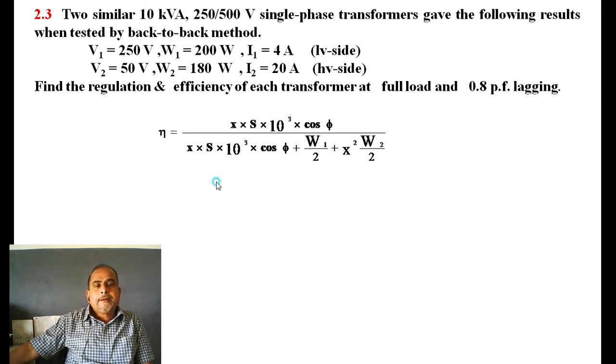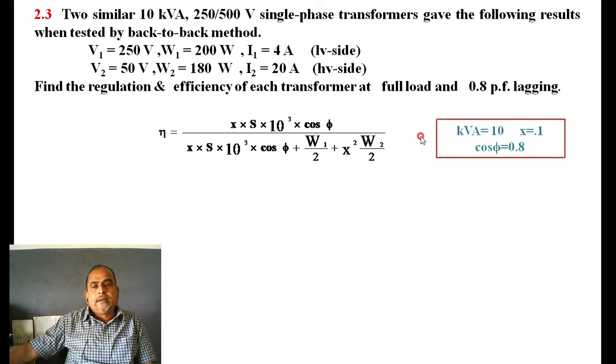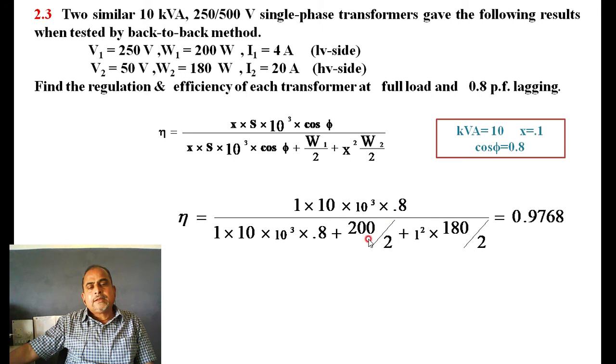What we are getting is the efficiency. X is equal to 1, it is not 0.1, it is 1, and cos phi is 0.8. Substituting these values, I get 1 into 10 into 10 raised to 3 into 0.8, divided by 1 into 10 into 10 raised to 3 into 0.8 plus 200 by 2 plus 180 by 2 into 1 squared. The loading factor is 1.